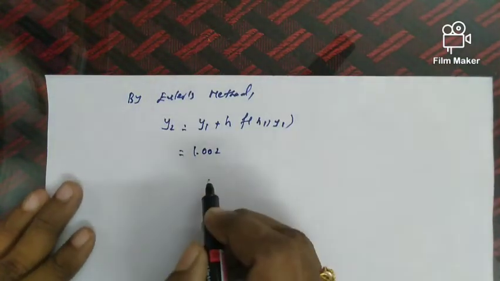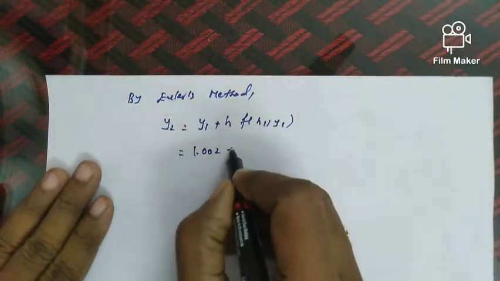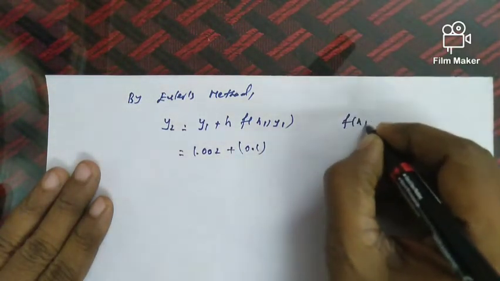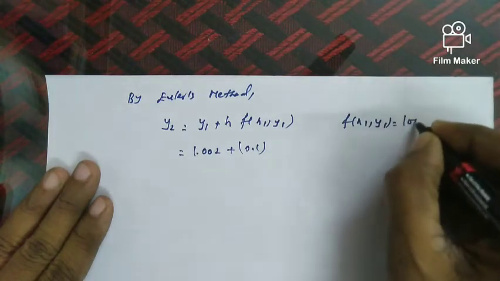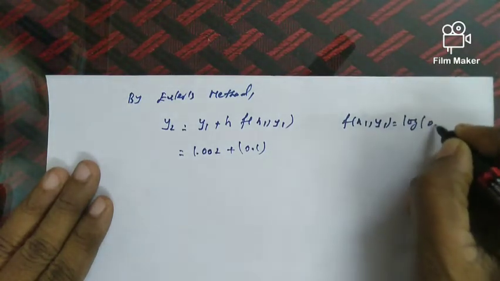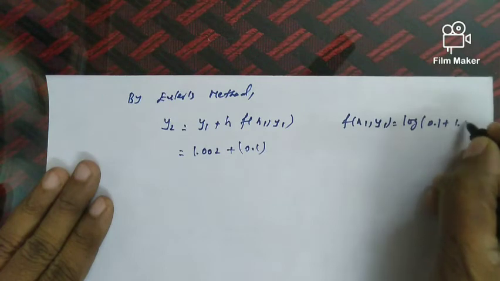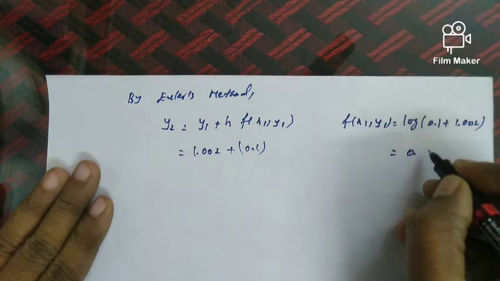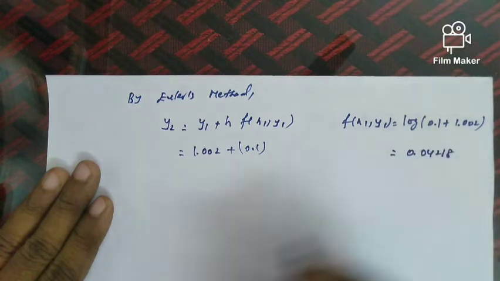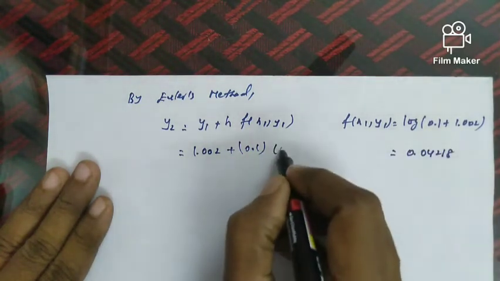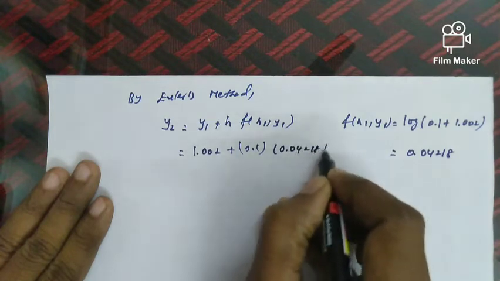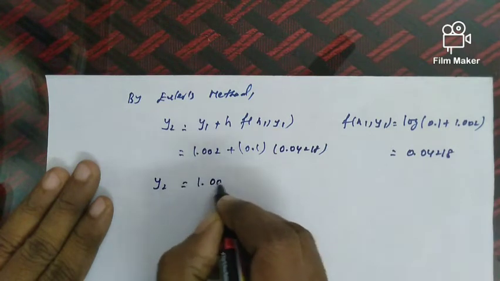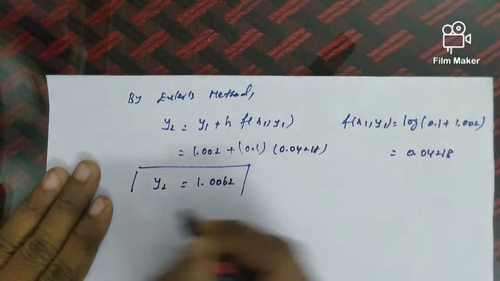y2 equals 1.002 plus h, which is 0.1, into f of x1, y1. f of x1, y1 equals log of x1, which is 0.1, plus y1, which is 1.002. Using a calculator you can get the value as 0.04218. Applying this here, 0.04218, we get y2 equal to 1.0062. This is by Euler's method.